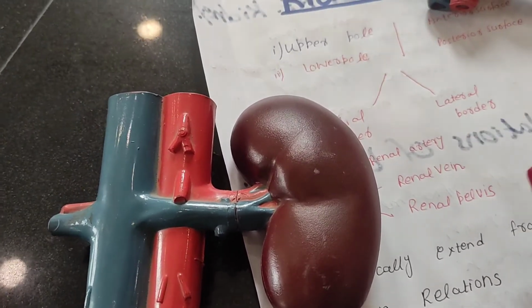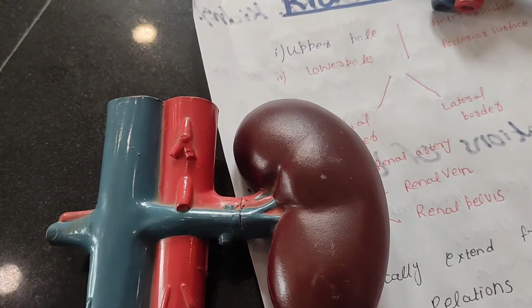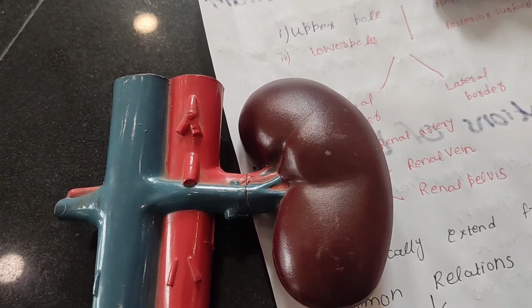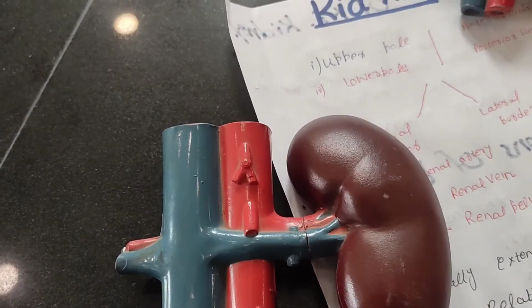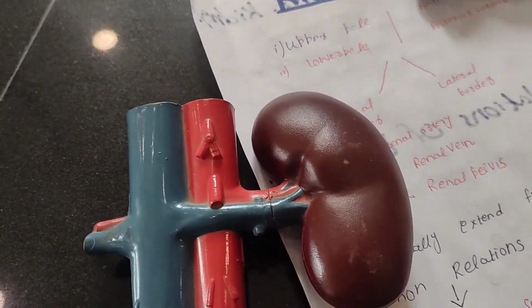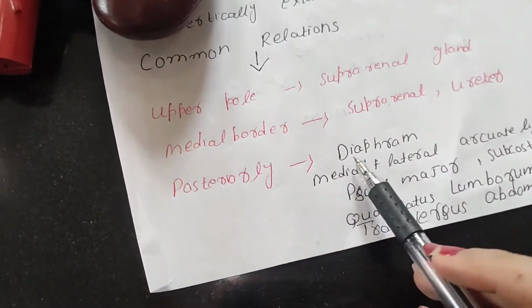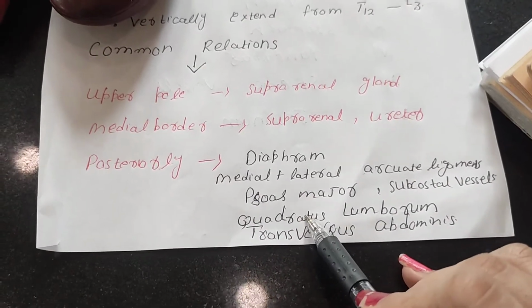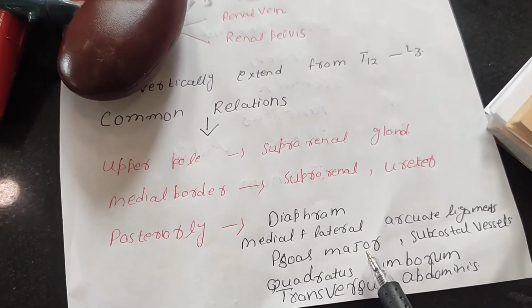So anterior, everything anteriorly is lying there, after that come the kidneys, and after the kidneys there is the posterior abdominal wall which we are going to study later. So posterior relations of the kidney, which are common relations, are going to be diaphragm and medial and lateral arcuate ligaments, and muscles of the posterior abdominal wall, again which we are going to study later.